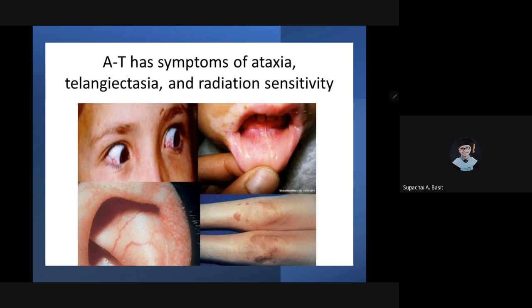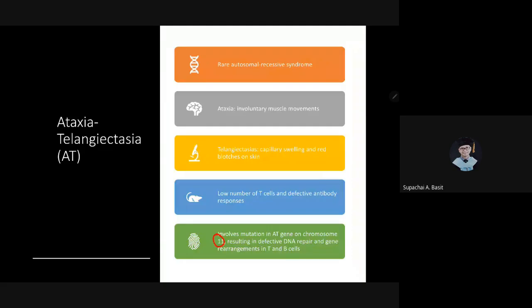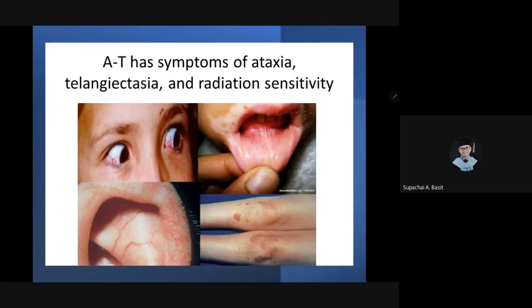So these are examples of a child with ataxia telangiectasia. There would be involuntary muscle movement. And then with telangiectasia, you'll see blotches in the skin, and of course radiation sensitivity. So these are the symptoms of having ataxia telangiectasia.